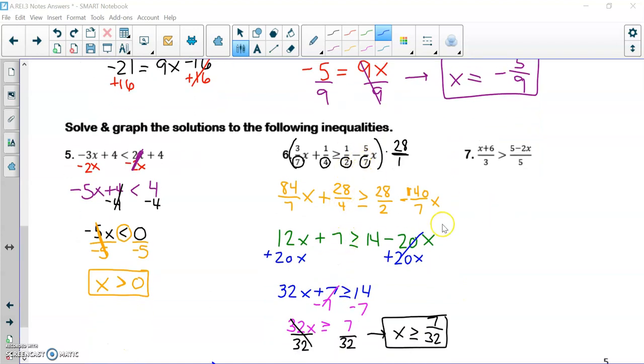We're going to now move on to number 7. We're not going to finish it, but the cross products property, we're going to do the x plus 6 over 5, which is that, and then we keep our less than symbol, and now we do the other one. Now solve it from here.